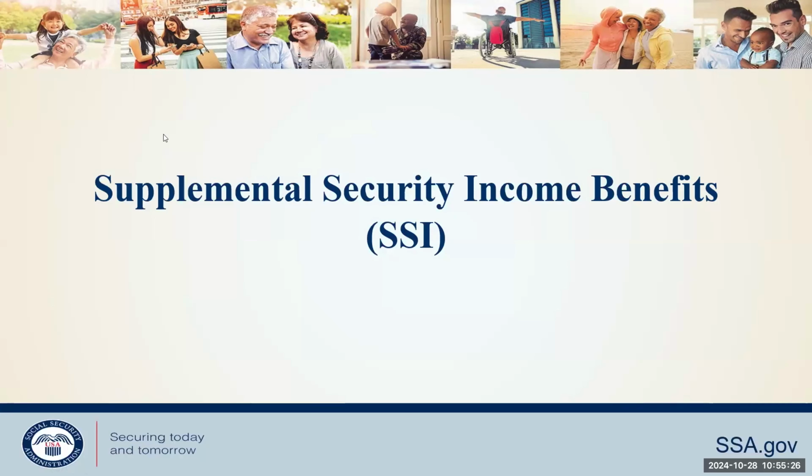Now, once they've used all those trial work periods, they still get their Social Security disability. That doesn't stop, okay? This is allowing them to try things. Then they go into an extended period of eligibility, or EPE is what we call it.